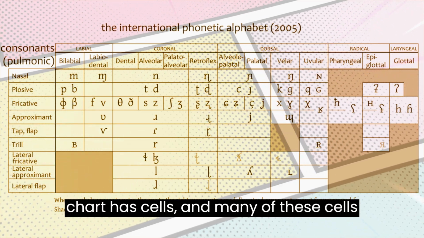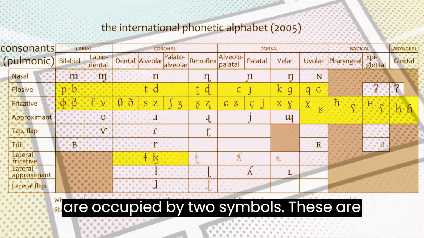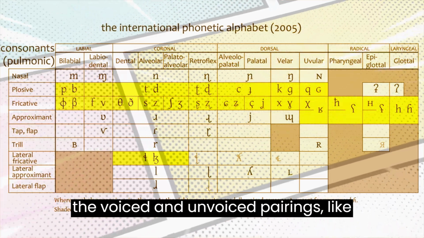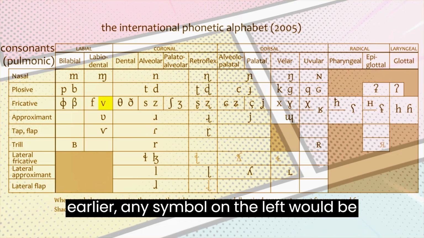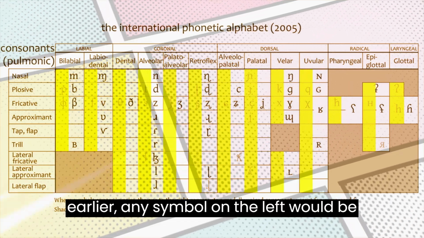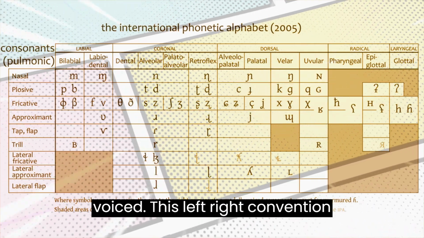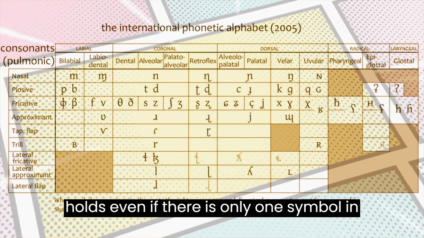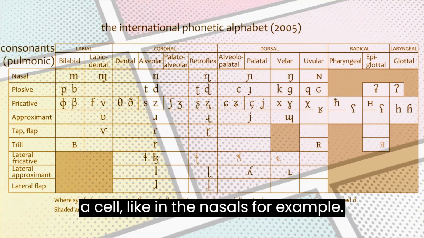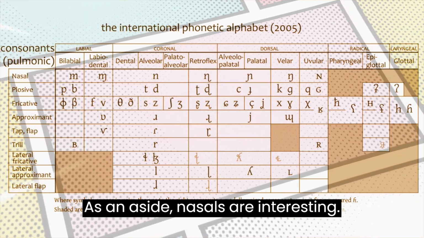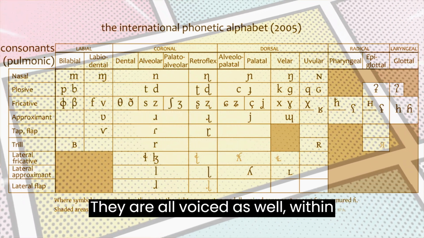Notice the IPA chart has cells, and many of these cells are occupied by two symbols. These are the voiced and unvoiced pairings, like for example, fa and va from earlier. Any symbol on the left will be voiceless, and those on the right are voiced. This left-right convention holds even if there is only one symbol in a cell, like in the nasals for example. As an aside, nasals are interesting. Notice that not only are they unpaired, they are all voiced as well.